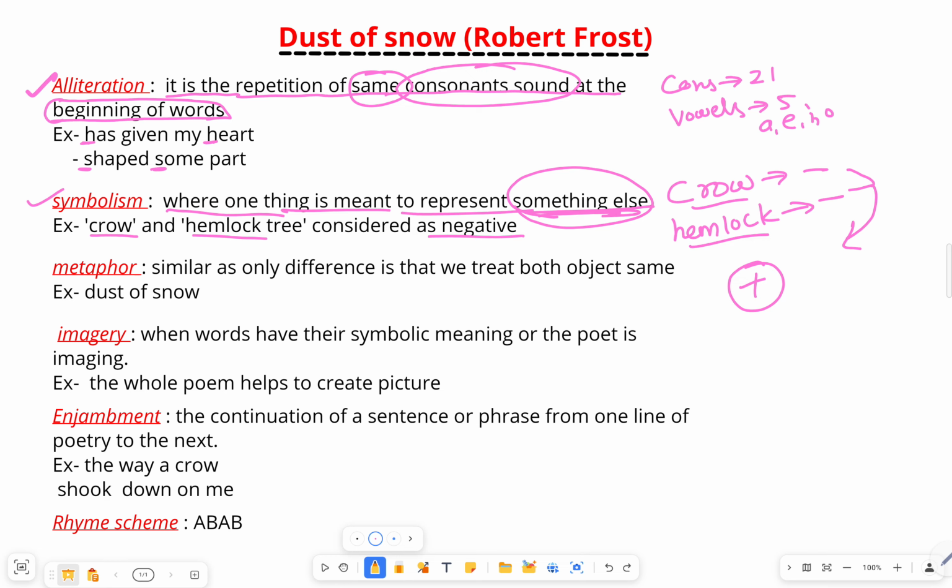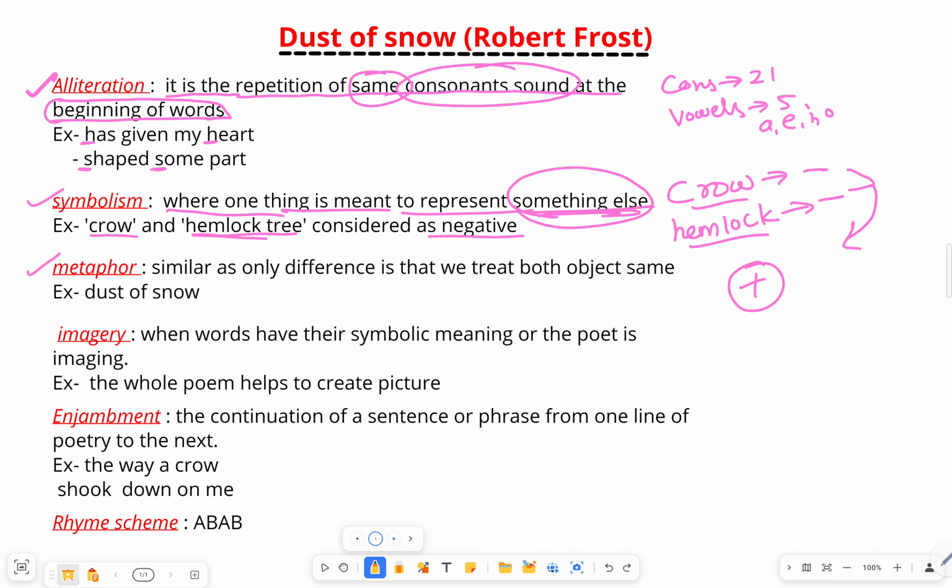So the crow and the hemlock tree. The hemlock tree is considered unauspicious, negative. You know that it is found mostly in parts of the USA, in a snowy region. So that's the hemlock tree. And here is the amazing symbolism he's trying to depict in the poem, the crow and the hemlock tree. Are you getting it? Where something is different, it means their meaning is different. So here the meaning is different.